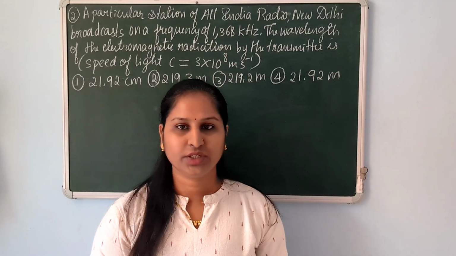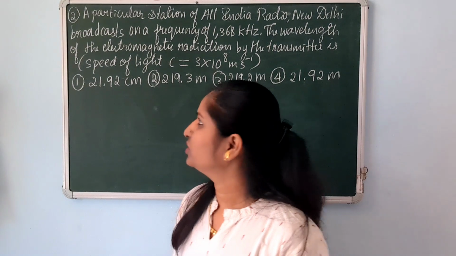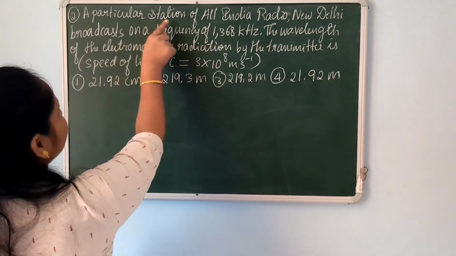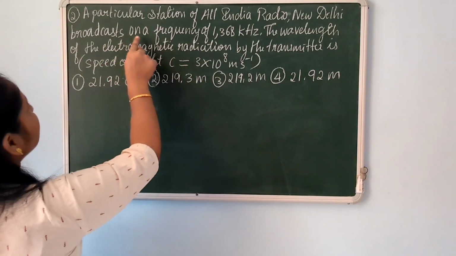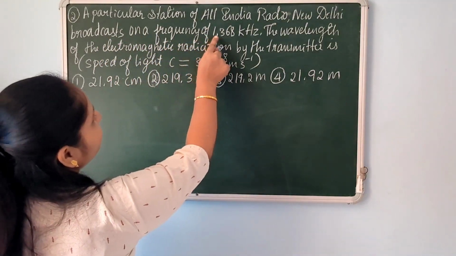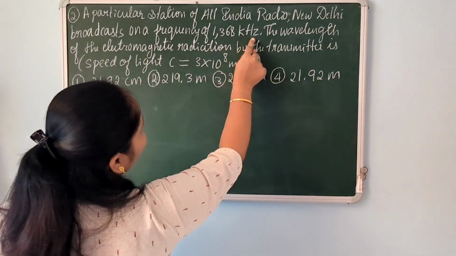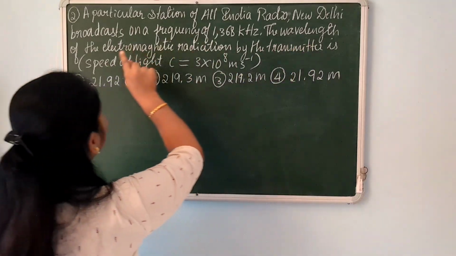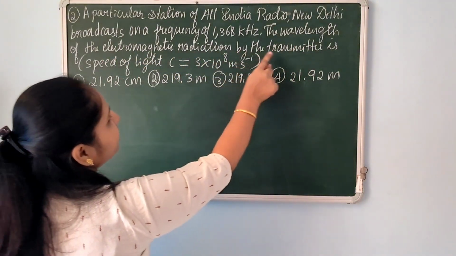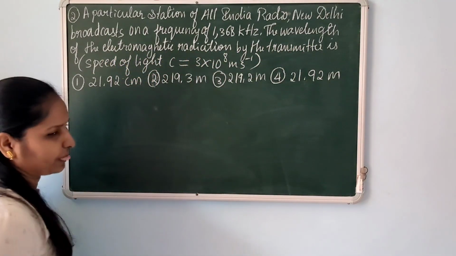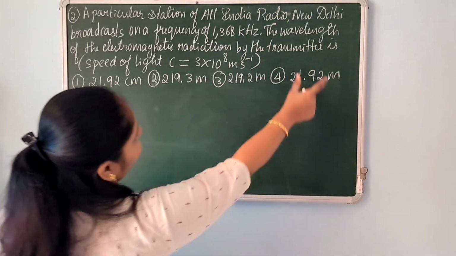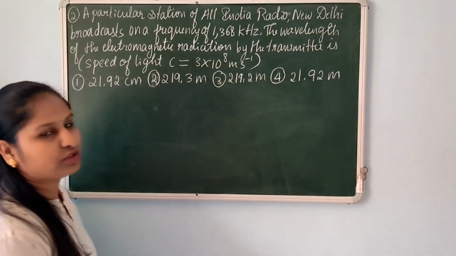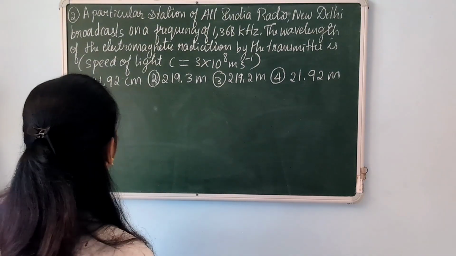This question is from NEET 2021. Let me read out the question. A particular station of All India Radio, New Delhi, broadcasts on a frequency of 1368 kHz. The wavelength of the electromagnetic radiation emitted by the transmitter is? They are asking us to calculate the wavelength of the electromagnetic radiation here.